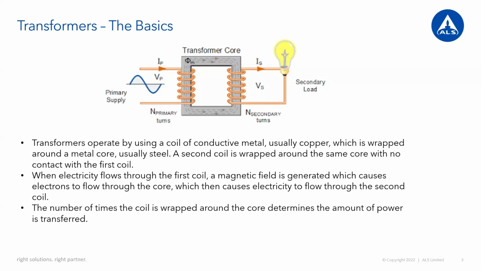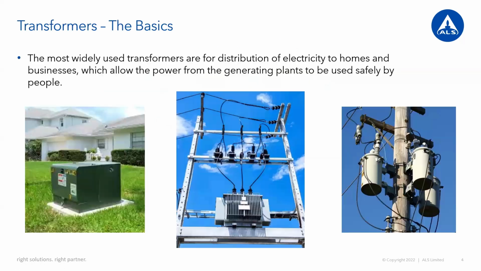The reason why we do this instead of using direct current is because with alternating current, you can transmit it thousands of kilometers away, whereas you would almost have to live 5 kilometers away from every power plant if we used direct current. That's the reason why we do this. The most widely used transformers are for distribution of electricity to homes and businesses, which allows the power from the generating plants to be used safely by people.